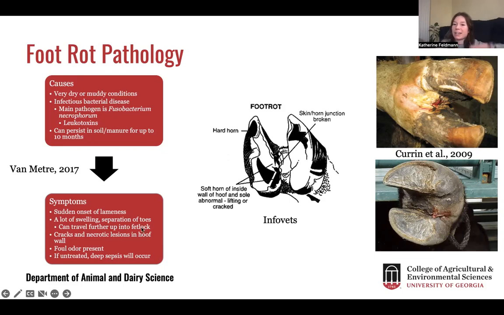And one of the big indicators, which we had a bull that had foot rot on our farm, is a very foul odor. You will know right away whether or not you are dealing with foot rot just based on the odor alone, because of that dying tissue. And of course, if it's left untreated, this is going to develop into a deep sepsis where the hoof wall will completely degenerate and that animal will be lame permanently.